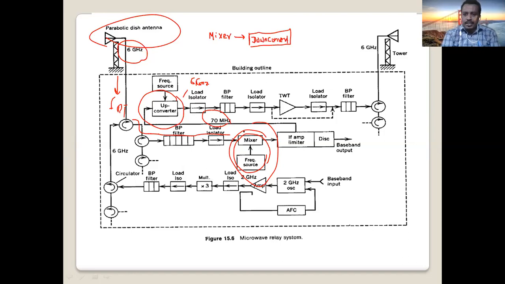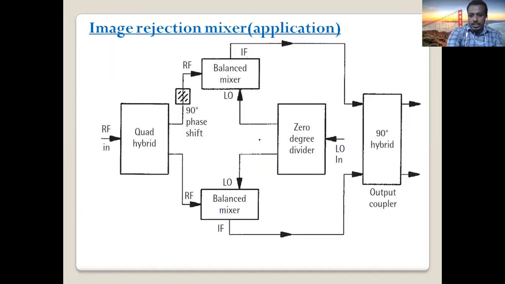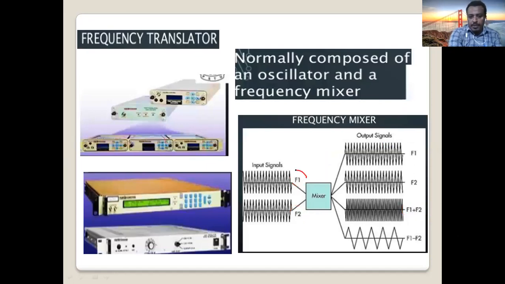A 6 GHz frequency is very difficult to process by the receiver. So to make it easy for our receiver to process this signal, first you have to down convert the carrier frequency from 6 GHz to an intermediate frequency here, 70 MHz. So the RF, the radio frequency, is mixed with some frequency source, we call it local oscillator. It's a down converter. So if you apply 2 frequencies, RF and local oscillator, what will be the output? We need the F1 minus F2 subtraction.